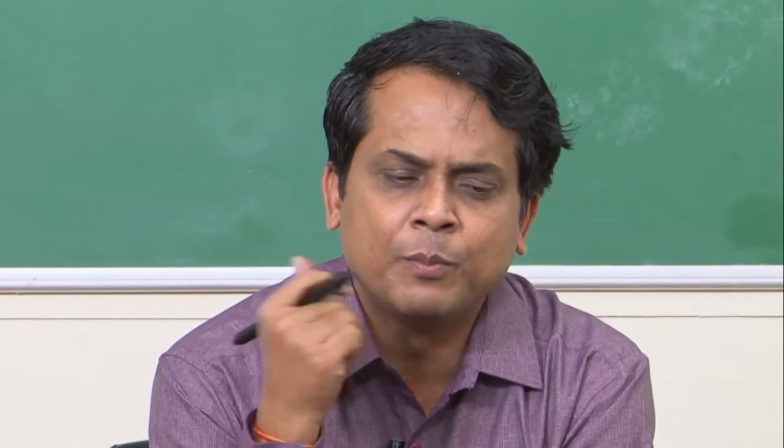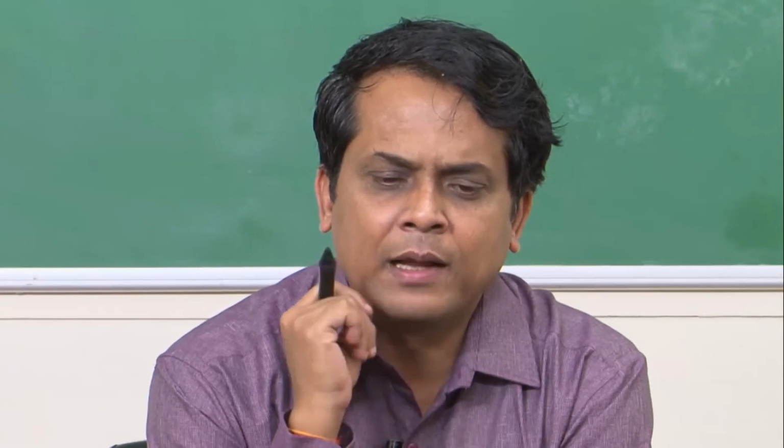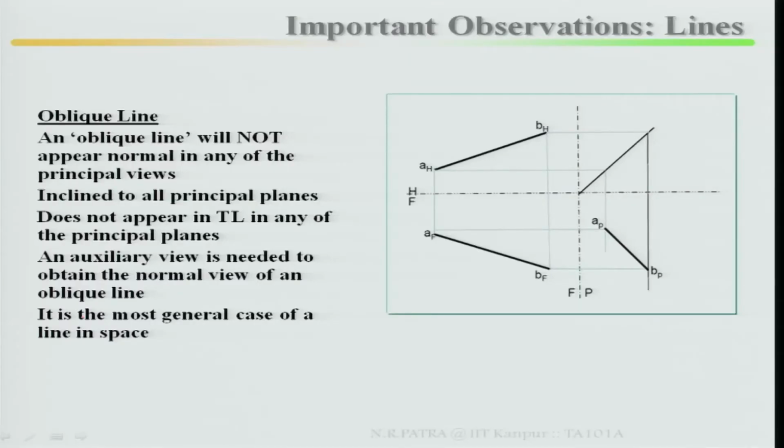So, what are the features of the oblique line? An oblique line will not appear normal in any of the principal views. It is inclined to all principal planes, that means horizontal, frontal and profile. What does it mean if it is inclined? That means it does not appear in true length in any of the principal planes. Then what will happen?